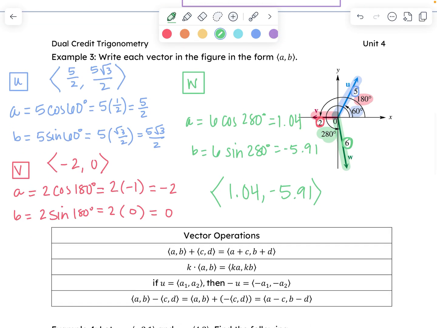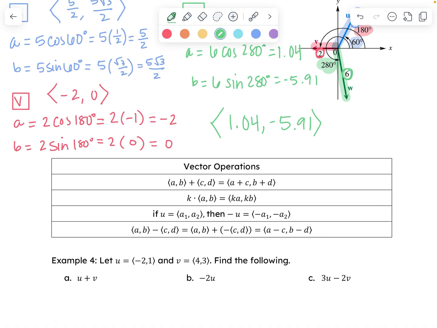Make it a little bigger for you. Okay, the other thing we're going to look at today, because we are doing the algebraic definition of vectors, is some vector operations, some vector algebra here. So you can add, subtract, multiply vectors. So we're going to look at that.